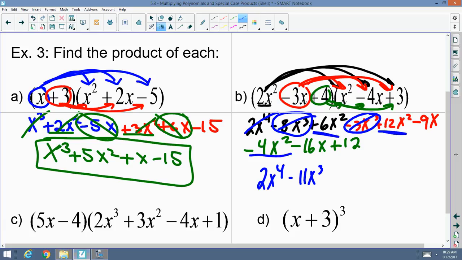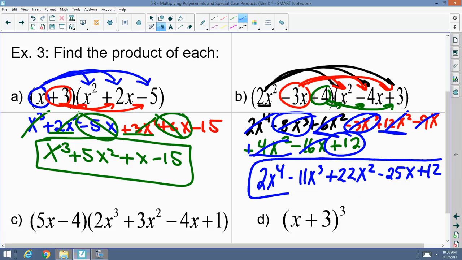So what would that be? Oh, it is a positive 4x squared. So I got 6x squared plus 4x squared plus 12x squared. So what do we get there? 22x squared. And then I've got negative 9x and a negative 16x. So it's negative 25x. And then I'm left with a 12.